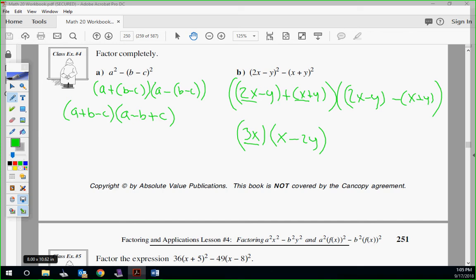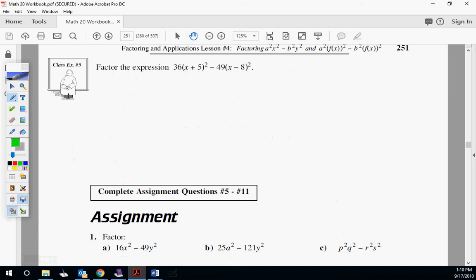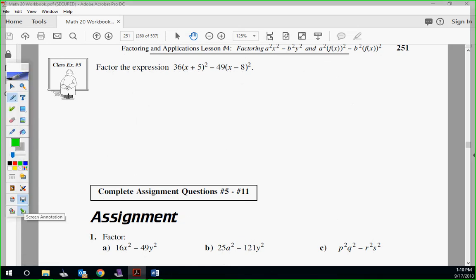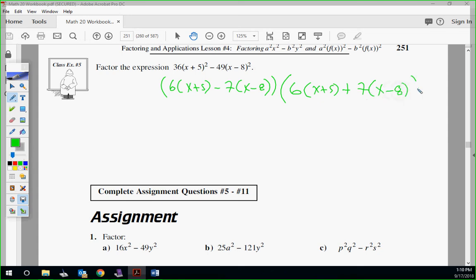Yeah, just a second. Last example. Okay, so this one's got a little bit of it all. It's got the binomials there for you. It has numbers in front. 36 and 49 can't be factored. Like we can't pull anything out, but they are perfect squares, so that's fine. Okay, so 6x plus 5 minus 7x minus 8. That's my first piece. Stay with me. That's it.